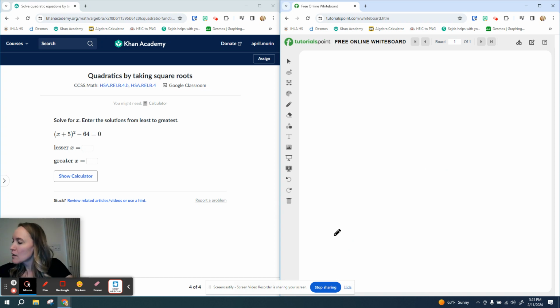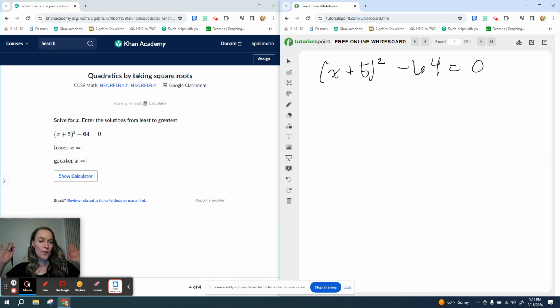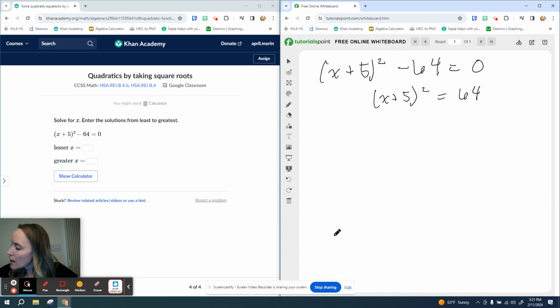All right, let's look at this problem and see what we've got here. Okay, we have x plus 5 quantity squared minus 64 equals 0. All right, so first step is to isolate the squared portion, which in this case is x plus 5. So I'm going to add 64 over. So I have x plus 5 squared equals 64. I'm going to square root both sides.